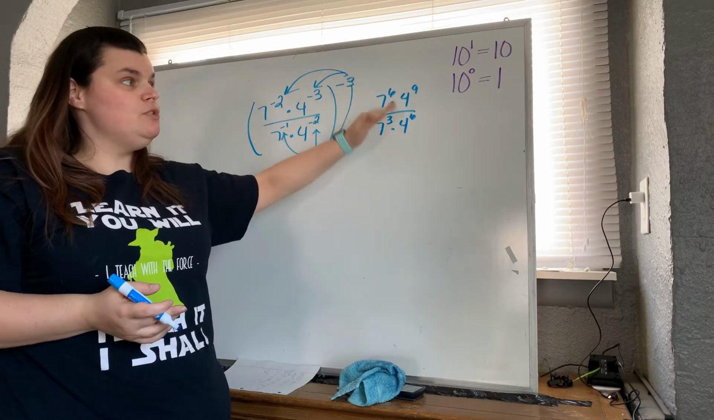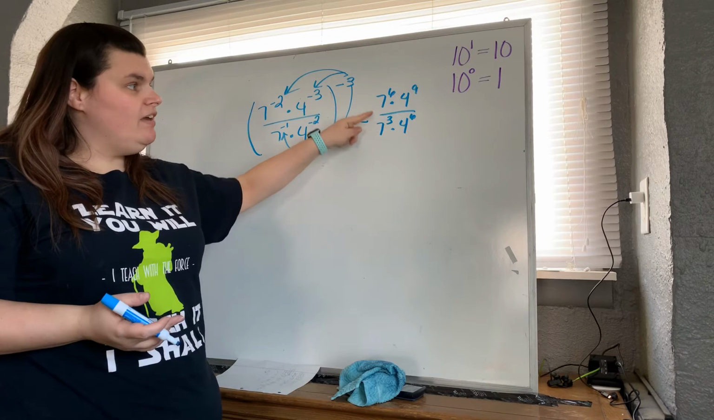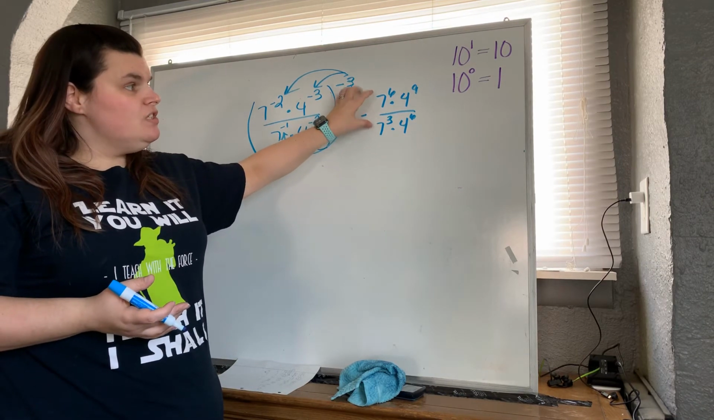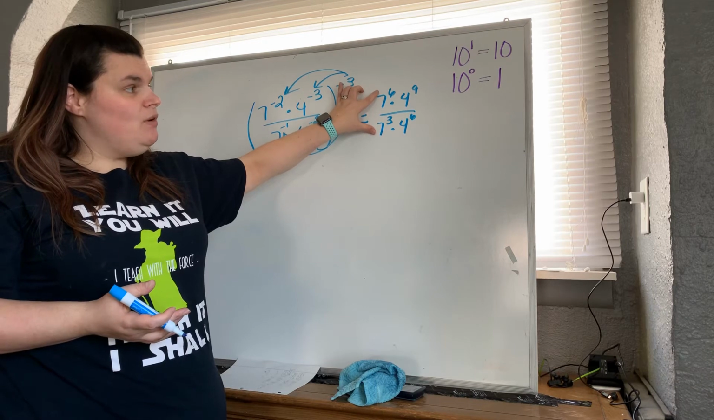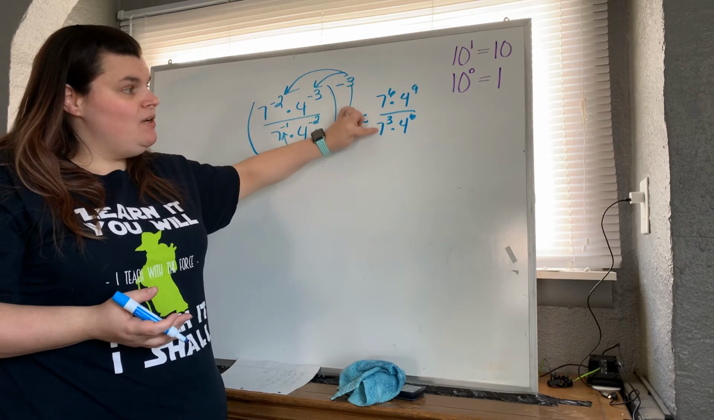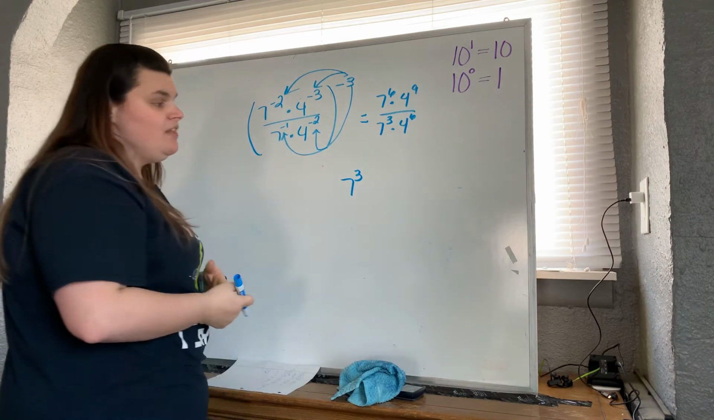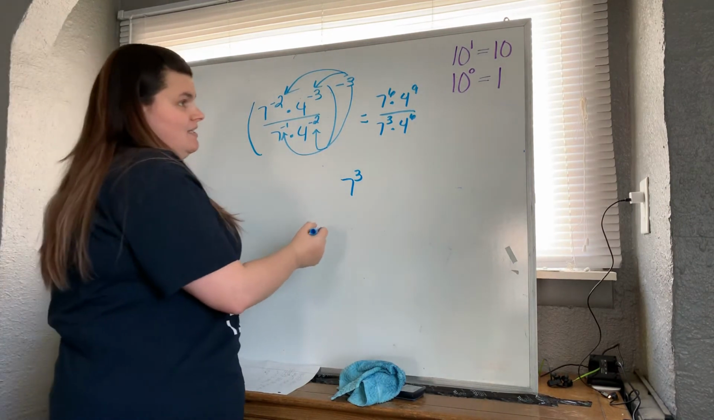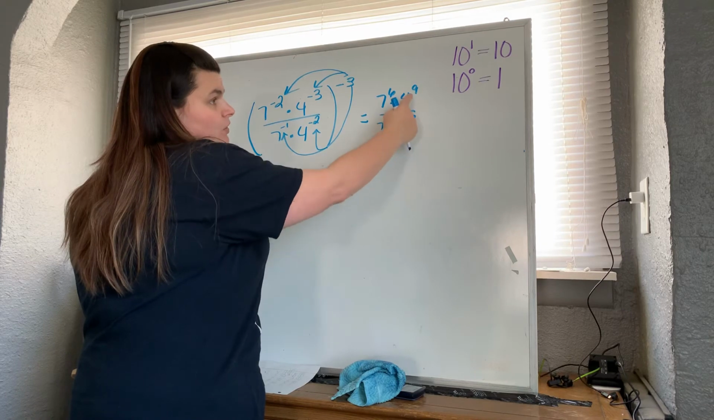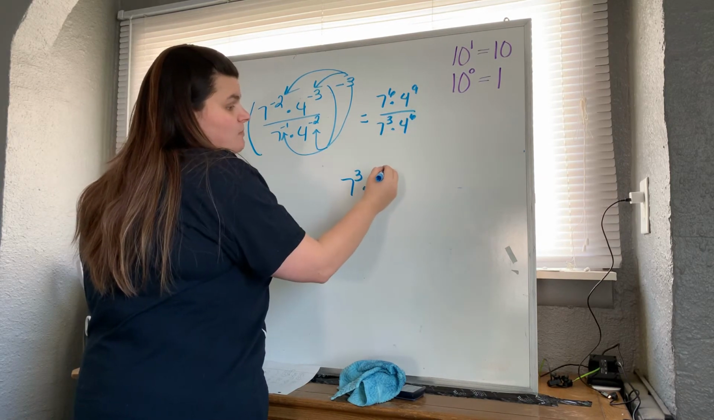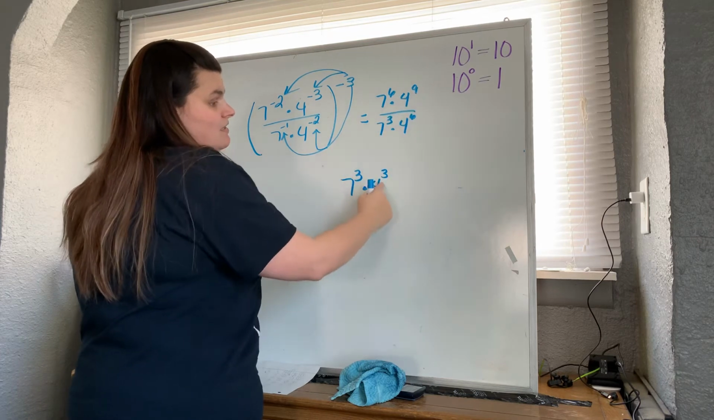So nothing needs to switch places. So now I'm just going to simplify like normal. There's a couple different ways you could do it, but we're going to start off by looking at the 7s. Where do I have more 7s? I have 6 up top, 3 on the bottom. So that means I have 3 more on the top than I did the bottom, so they're going to stay on top. Where do I have more 4s? I have more on top. I have 3 more on top to be exact, because 9 minus 6 is 3.